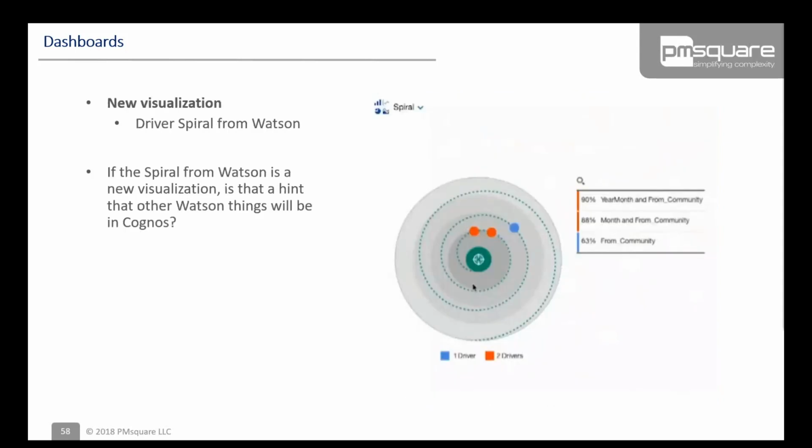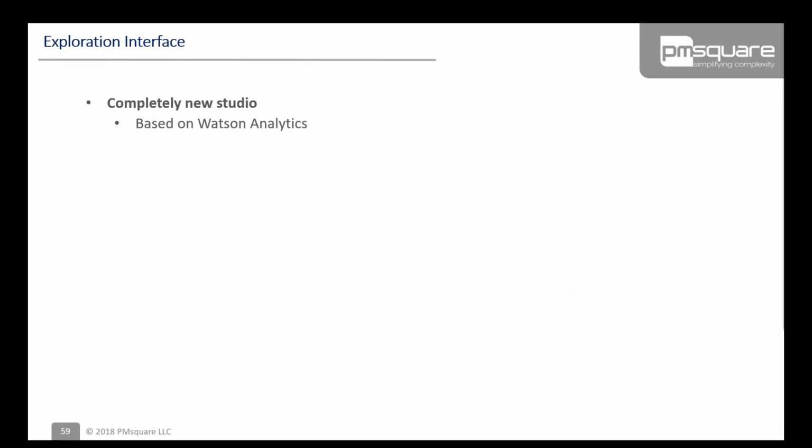There's some new visuals that are being introduced, specifically this driver spiral from Watson. So the spiral visualization essentially shows you the predictive strength of a particular field or a combination of fields. And so this was in Watson Analytics. It's being brought now into Cognos Analytics.